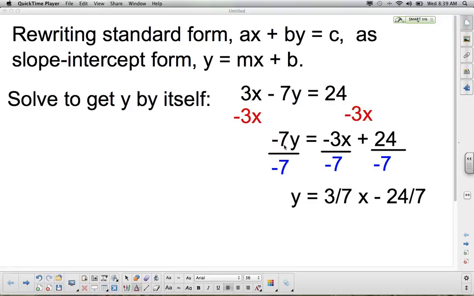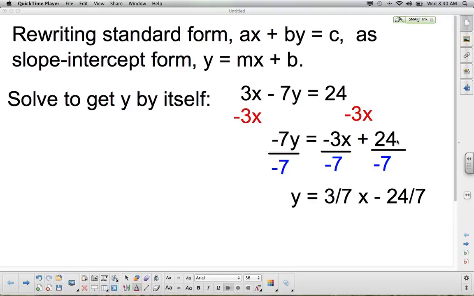So we get this negative 7y. Don't forget the negative, it comes down. That minus sign makes the 7 negative. You need to make sure you bring it down with that 7y. So negative 7y equals negative 3x plus 24. Again, we're subtracting that 3x. It makes it negative. Make sure your sign is correct.